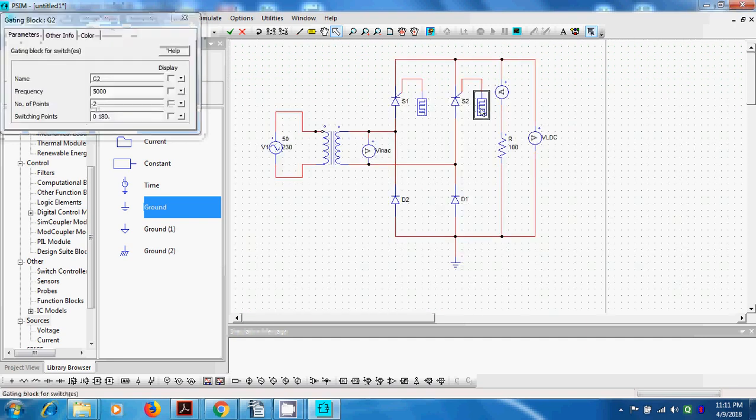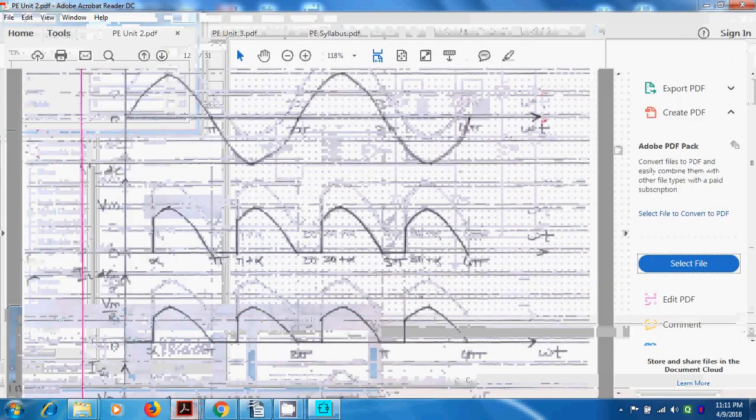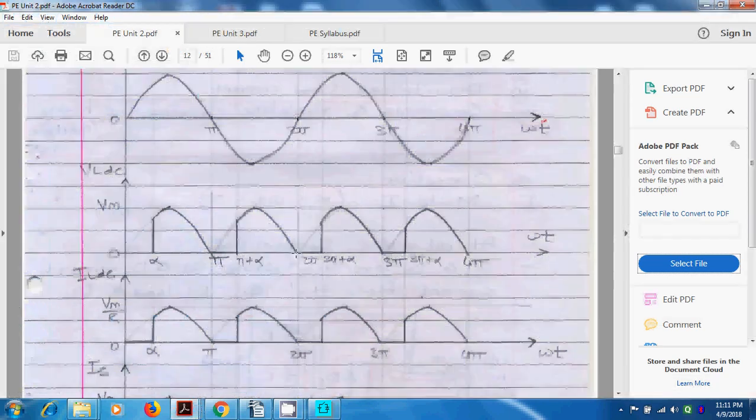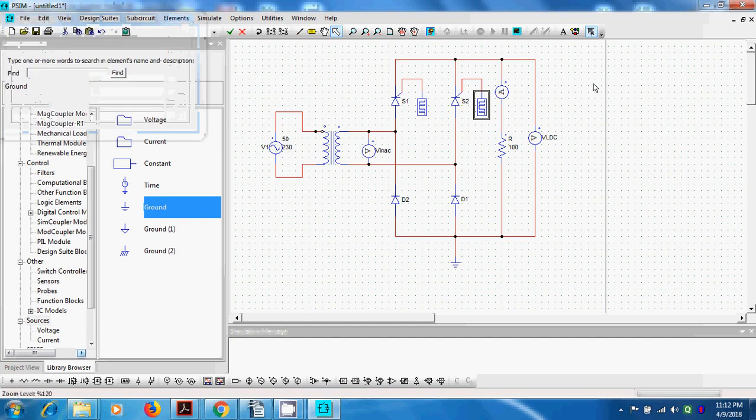Similarly for S2 I will use 50 hertz. This is the gate 2 terminal. So this is in the negative half cycle, that is 180 plus 30. So definitely this will be 210, means I am talking about this part, pi plus alpha. So pi is 180 and alpha is 30. So 180 plus 30 is 210 up to 2 pi, that is 360. So pi plus alpha to 2 pi, that is 360. So this is very clear. This is what the gate triggering pulses for the SCRs look like, and these are uncontrolled rectifiers, that is diodes.